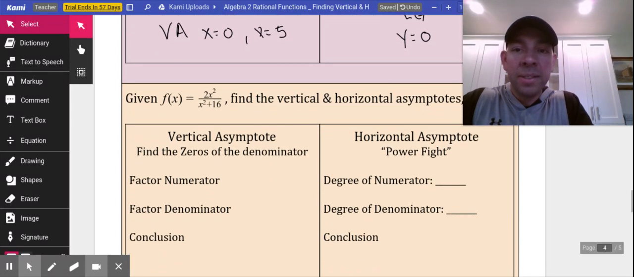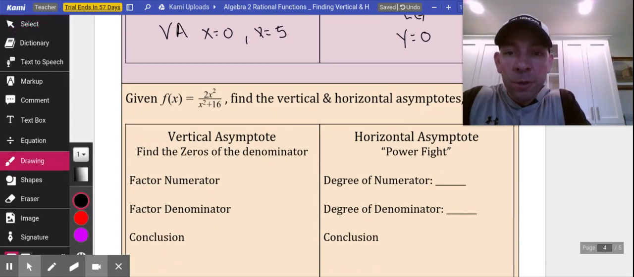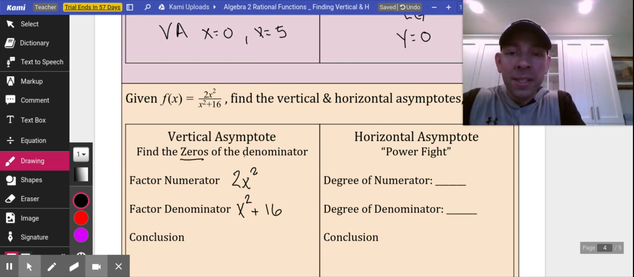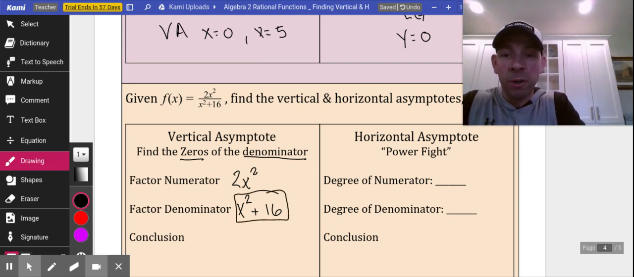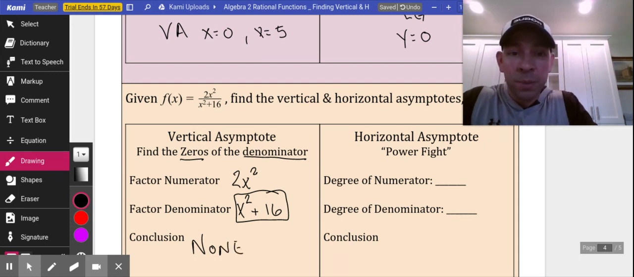Okay. Let's see here. Factor the numerator. Well, that's already done. Factor the denominator? Can't be done. So we'll just say x squared plus 16. So what are the zeros of the denominator? Well, there are none because this expression here is always positive. It will never equal 0. Our conclusion is that there are none. There are no vertical asymptotes.